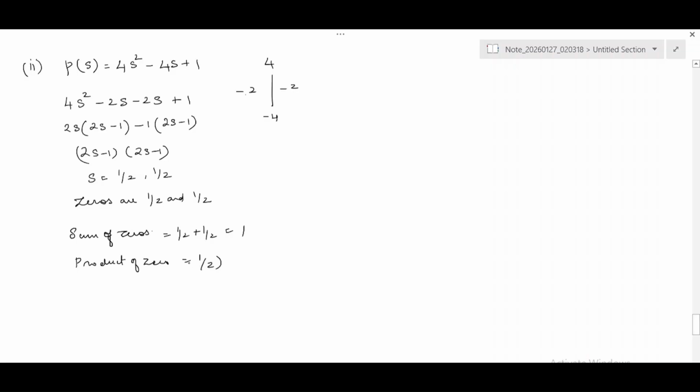1 by 2 into 1 by 2 is equal to 1 by 4. Since we are multiplying, we'll just multiply the denominators. Next, coefficients. P of x is equal to 4s squared minus 4s plus 1. A is equal to coefficient of s squared, which is 4. Then B will be coefficient of s, that is minus 4. And C will be 1.